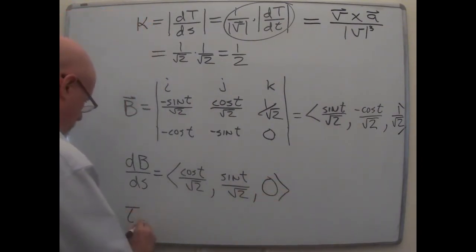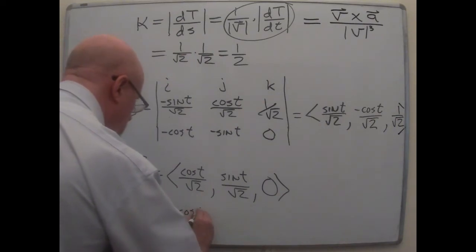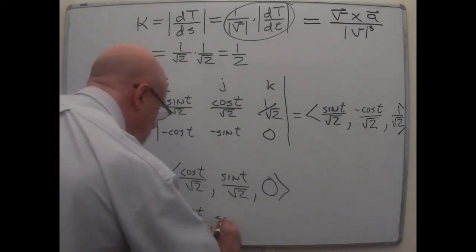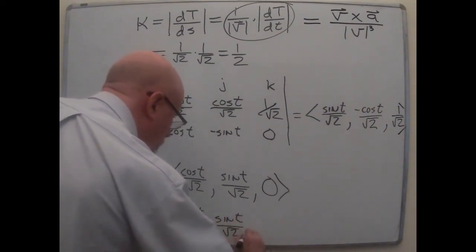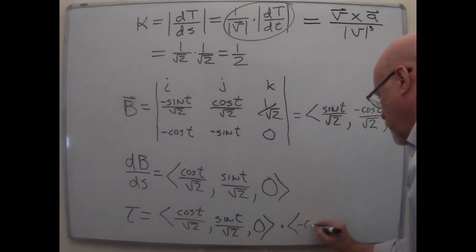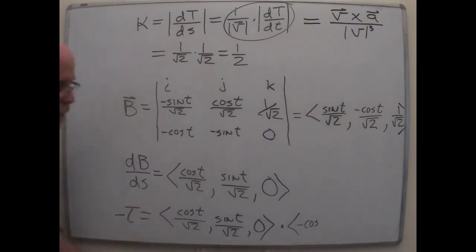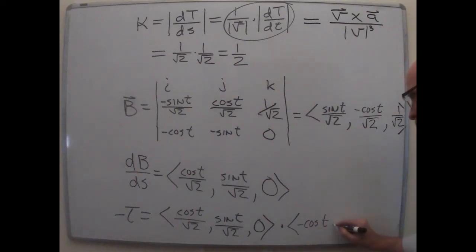So tau is this guy dotted with our normal vector. I've erased the normal vector, but it's still here, kind of in hiding. Remember that the rows of this determinant we were doing are the t and then the n. So tau is the dot product of cos t over root 2, sine t over root 2, and 0, with minus cos t. Oh, I lied a little bit. Tau isn't this. The negative of tau is this. Negative cos t, negative sine t, 0.